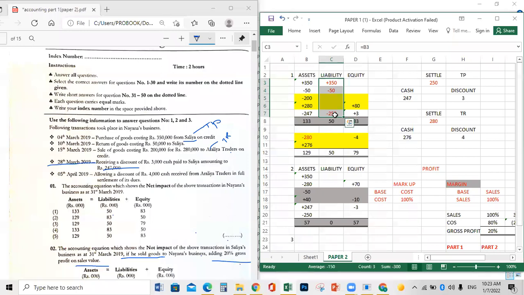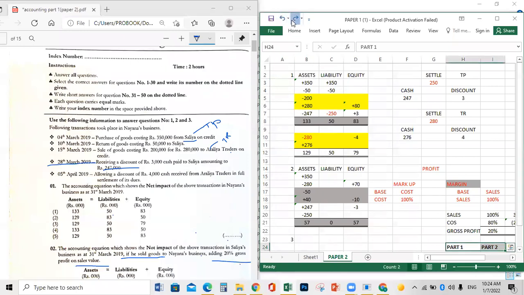So guys, what is the change in the liability? The trade payable has increased by 50,000. How did I get that? 350 minus 50 minus 250. That's how I got it. Now, trade payable is increasing by how much? By 50.